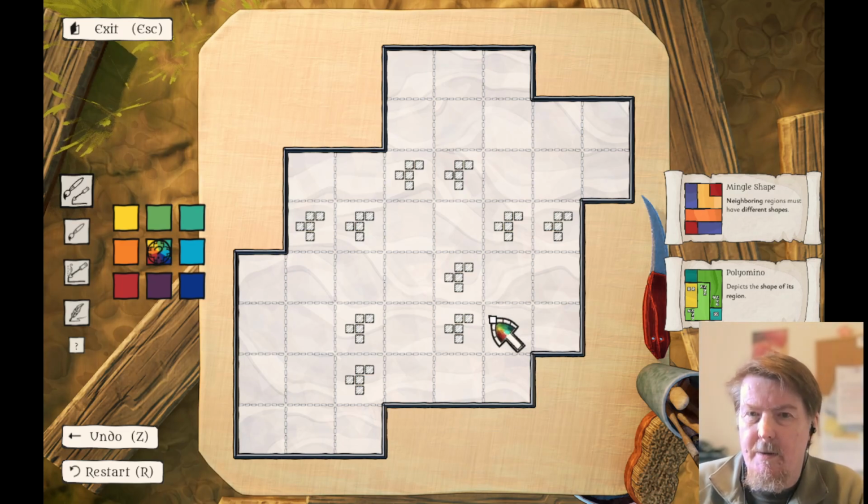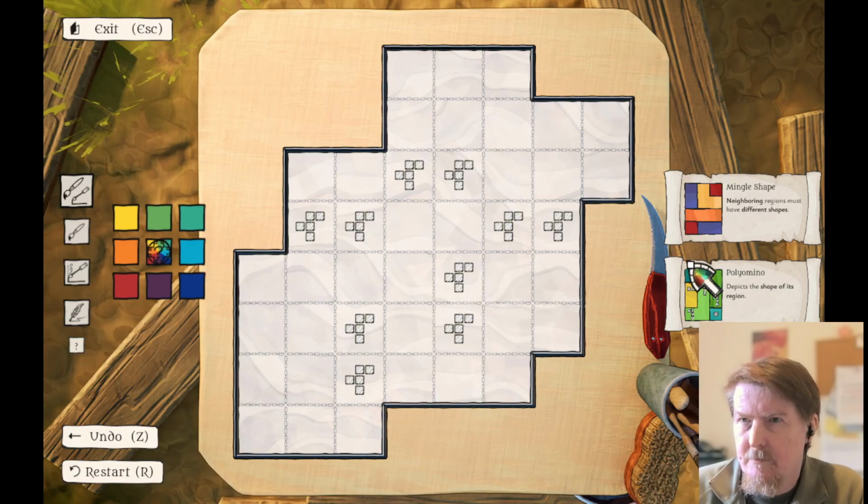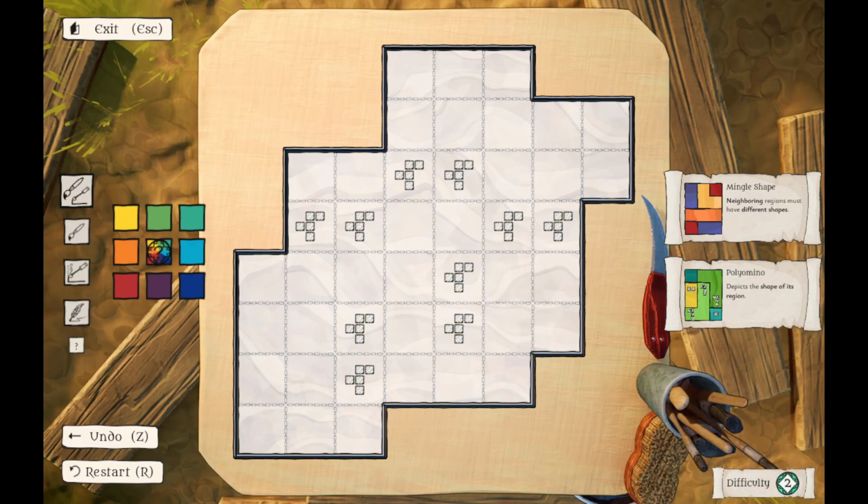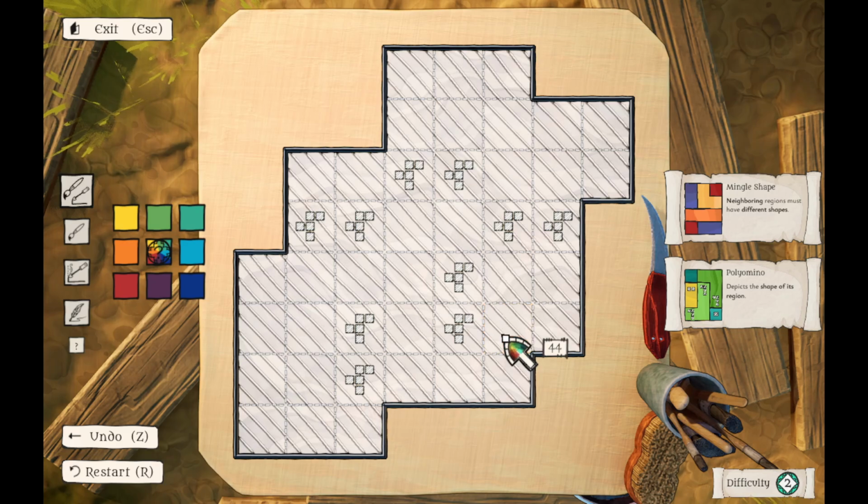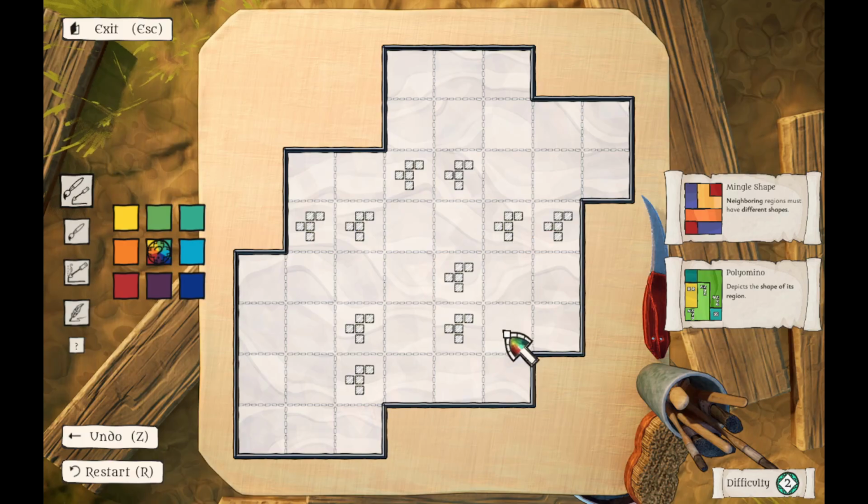Difficulty 2. Take the camera off. You can see the difficulty. Okay, this is going to be interesting. There's 10 of those. Okay, so some of the shapes at least have 2 polyominoes inside them.